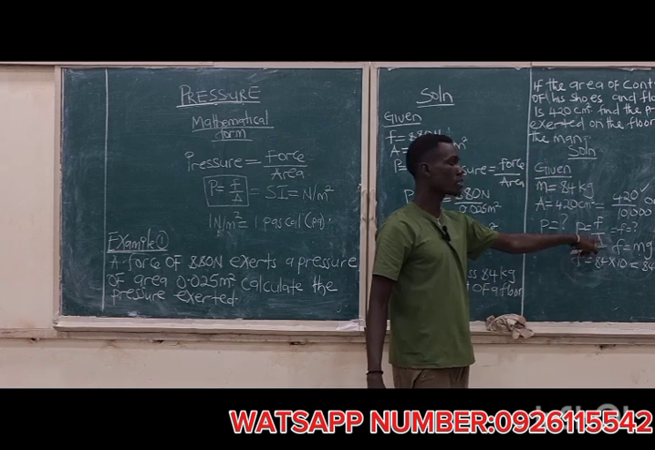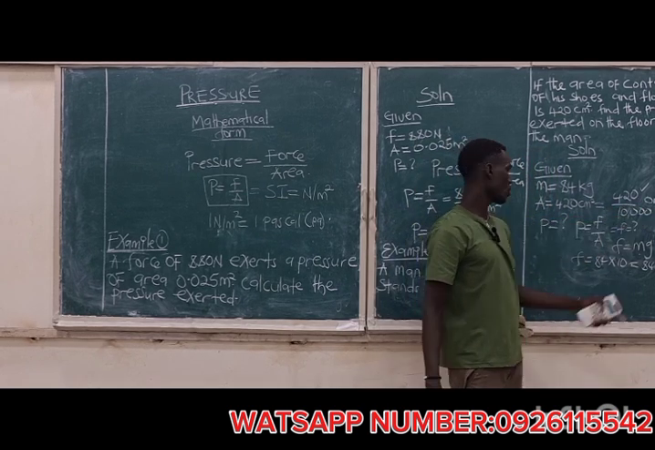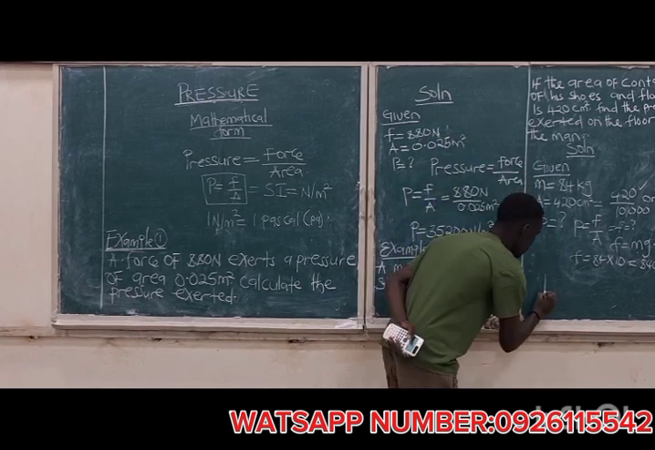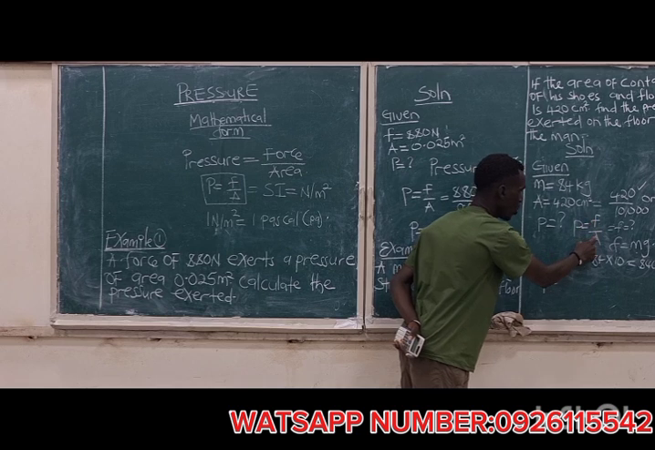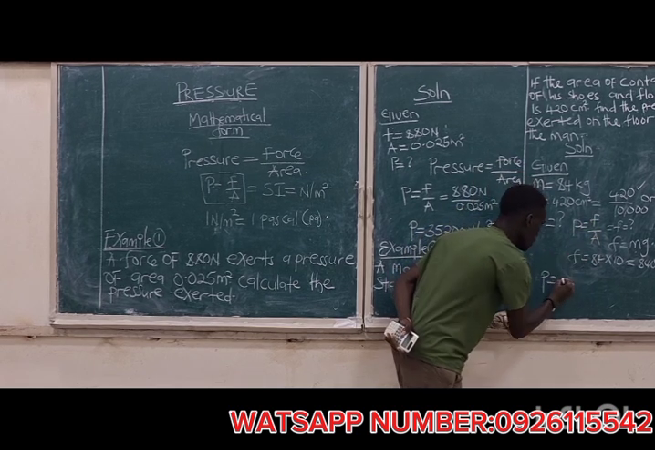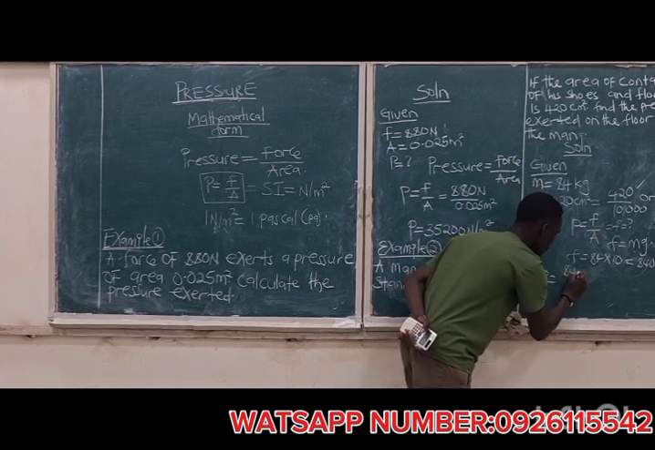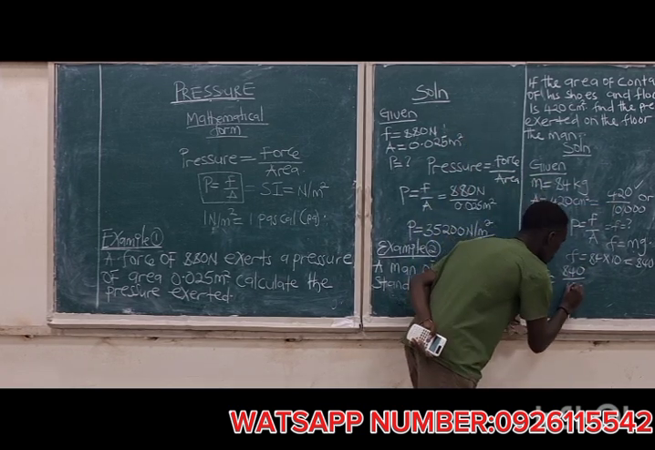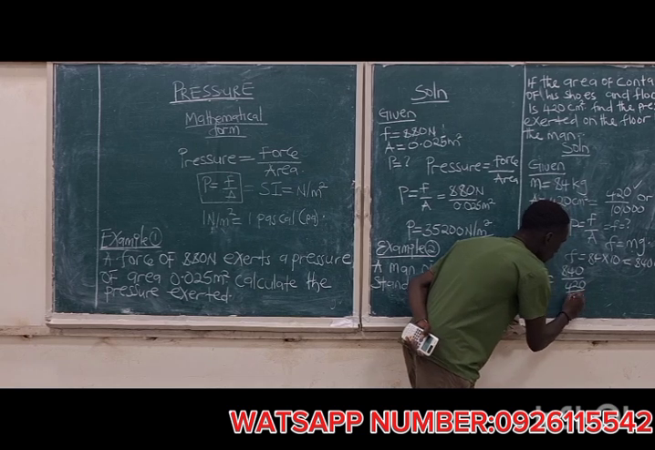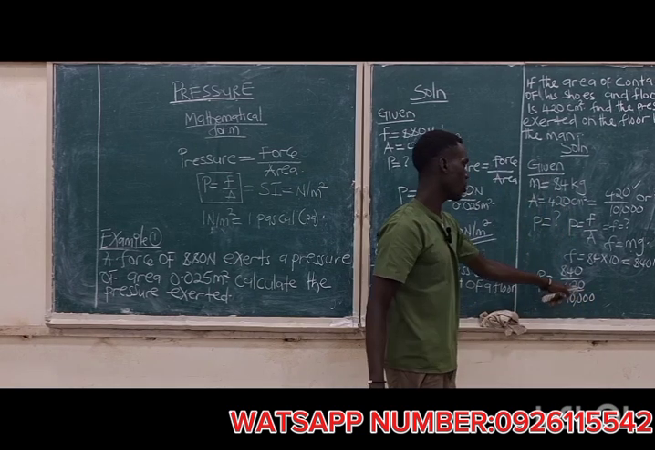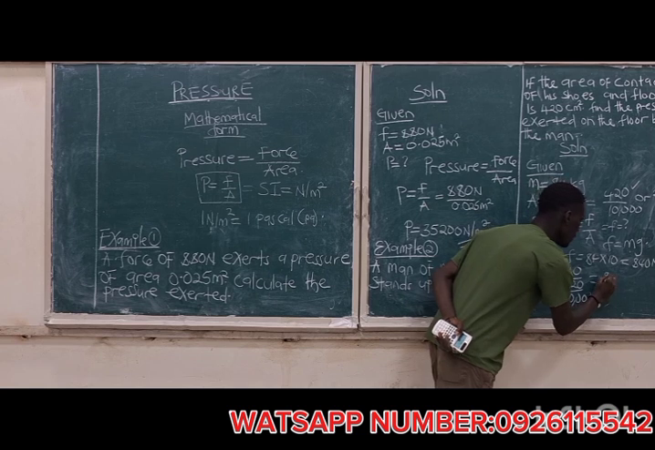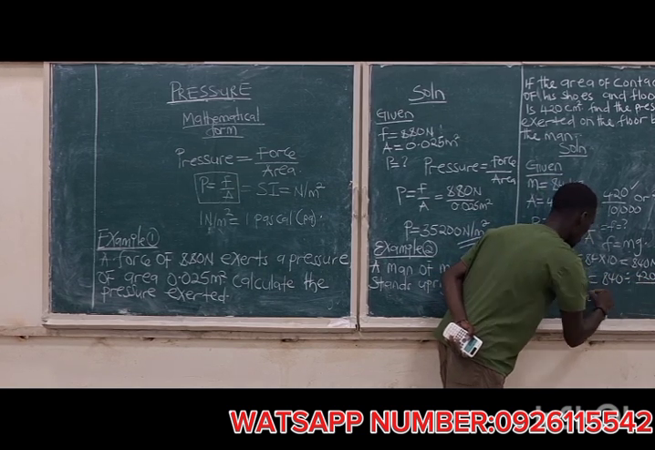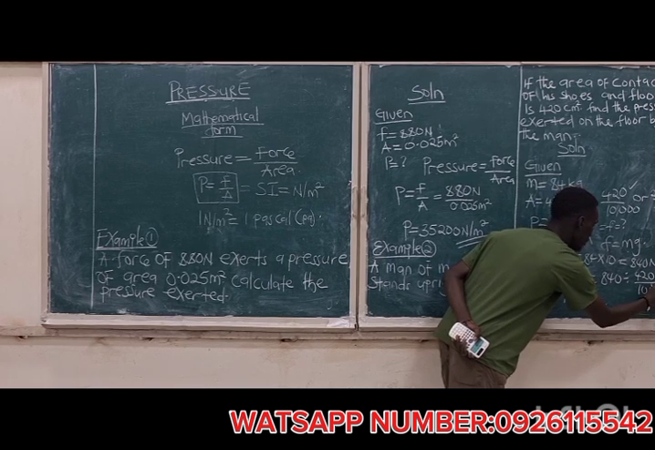Here now we have the force and we also have the area. So we are going to solve the problem under pressure. We say that P is equal to force all over area, which is force 840 all over area. Area is 420 all over 10,000. That can also be written as 840 divided by 420 all over 10,000.